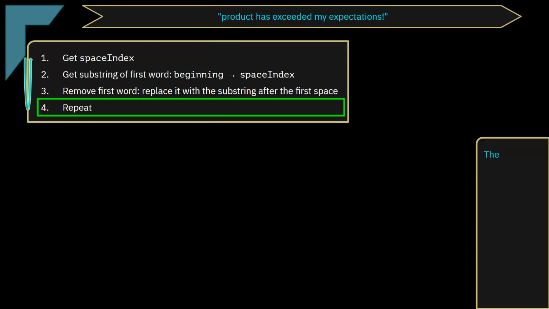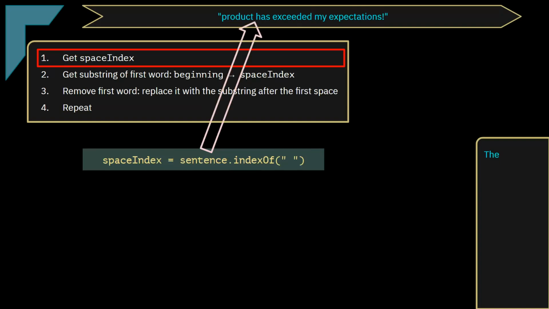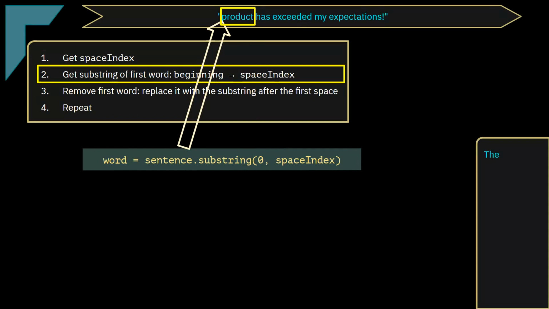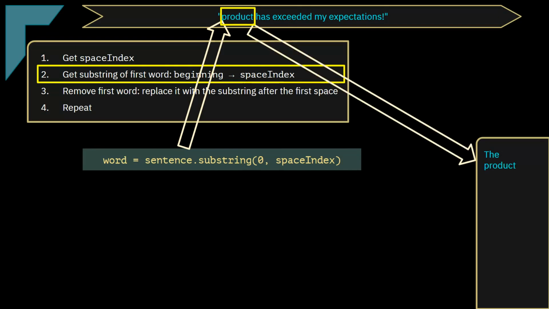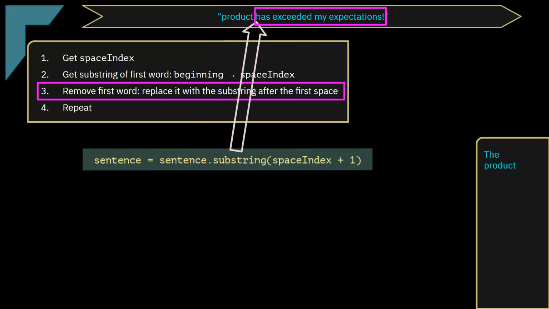And then I'm going to repeat it. It means go back up to the top. And now we're going to access and remove the product. We'll go a little bit faster. So get the space index of that space. Get the substring from 0 to that space index. So get that first word. And then we're going to access it, use it however we want over there. And then we're going to get everything after the space. And then overwrite it without that first word and without that first space. So the first word and space go away, and there's our new sentence.